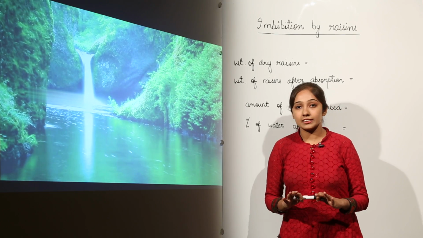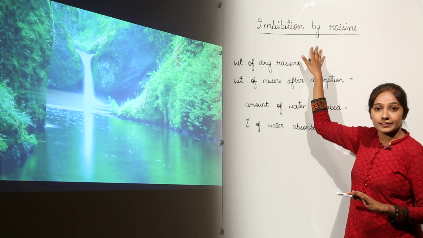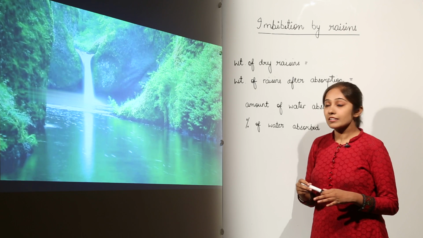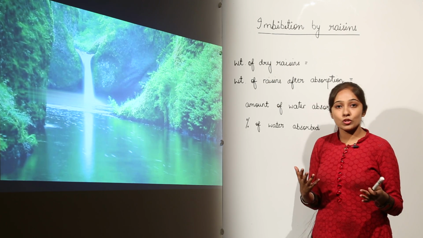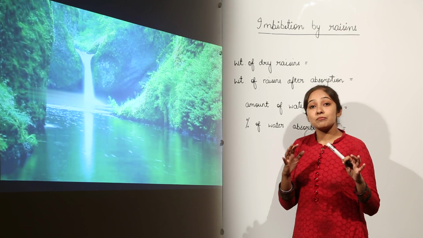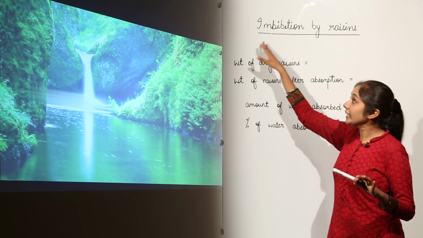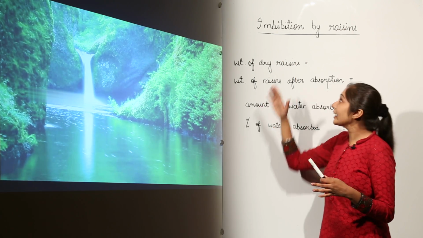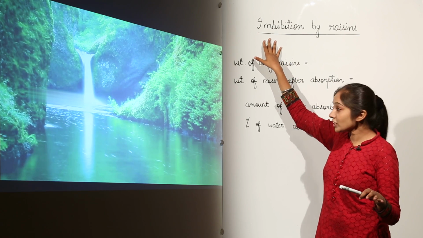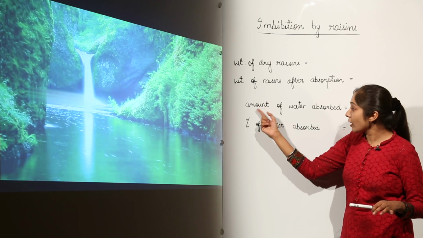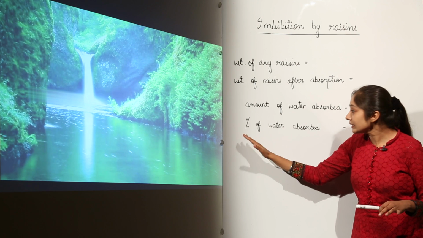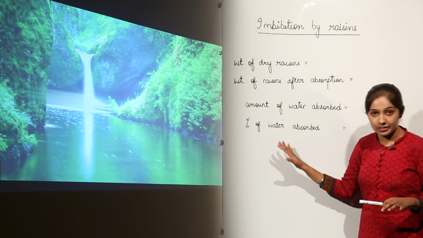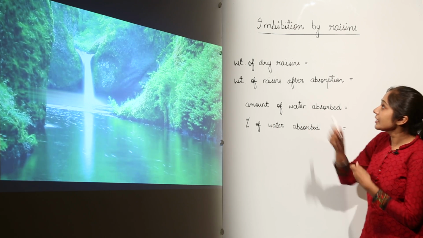We are going to discuss imbibition by raisins. As you all know, imbibition is a process of absorption of water by solid particles. Now we will demonstrate this process of imbibition in case of raisins. We will perform an activity and find out how the raisins show this process of imbibition, and we will also calculate the amount of water absorbed and the percentage of water absorbed in case of raisins. Okay, so let us start with this.